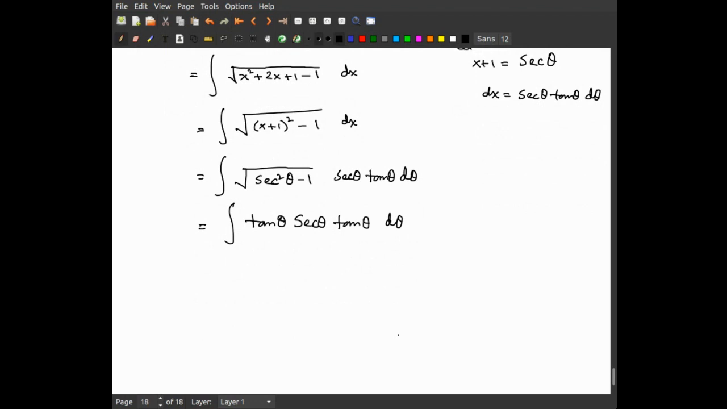Okay, so what do you have? We have in this case secant theta times tan square theta d theta.